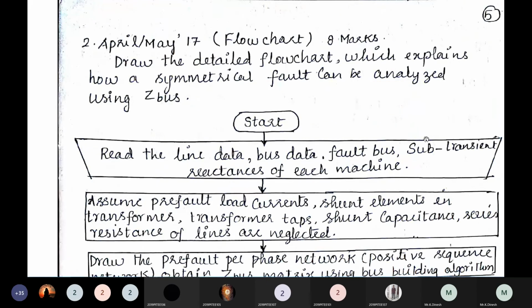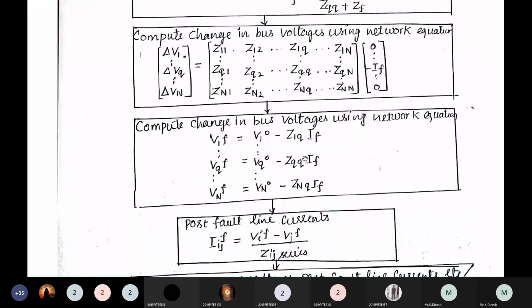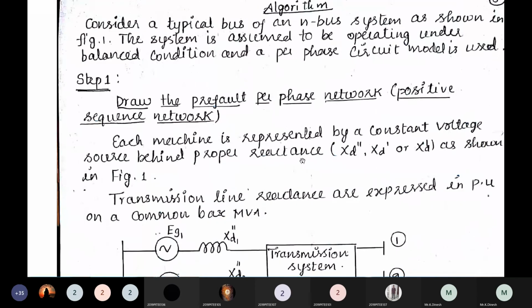We have told you the flow chart. This is how the question pattern will be asked. Draw the detailed flow chart which explains how a symmetrical fault can be analyzed using this. I will send you a PDF. The corresponding algorithm I have given in the notes itself.